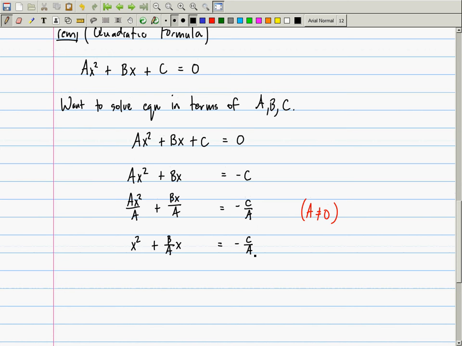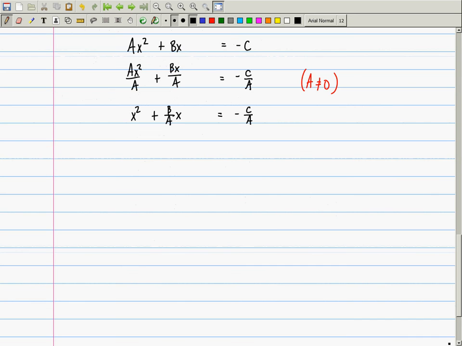Okay, now is where we add 0. So x squared plus b over a x. What we need to do is add half of this and square it, and then subtract the same thing. So, specifically, it will be plus b over 2a squared minus b over 2a squared is equal to negative c over a.